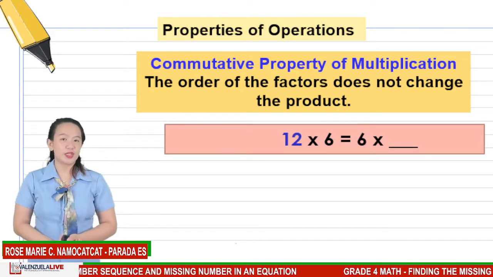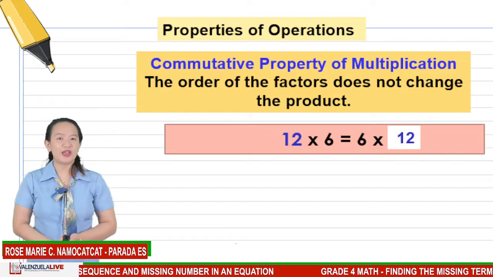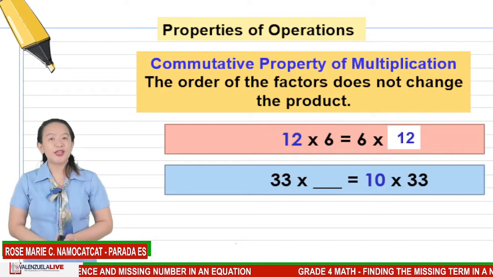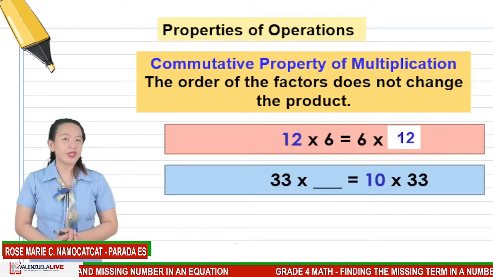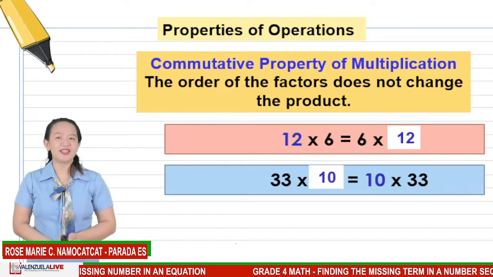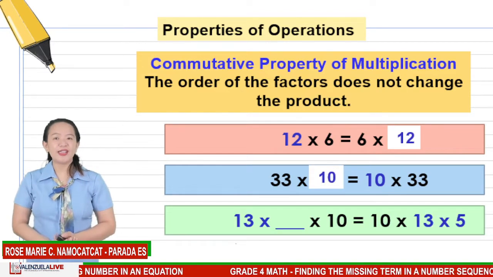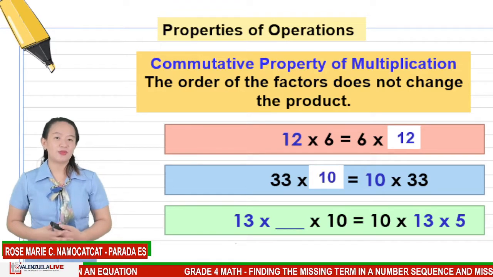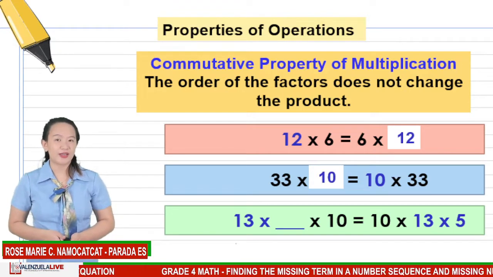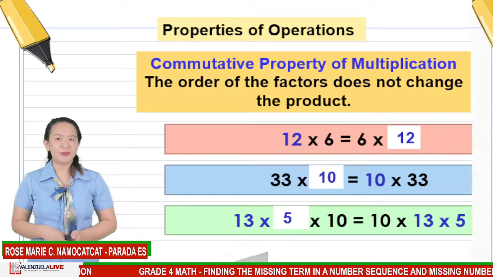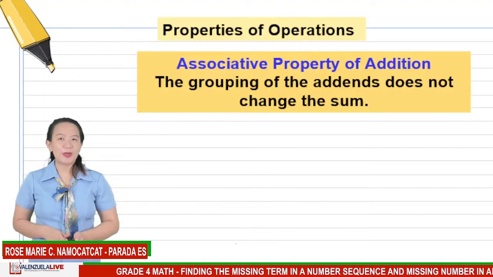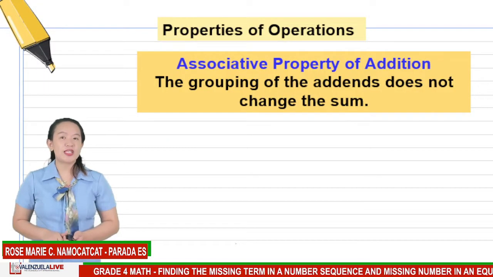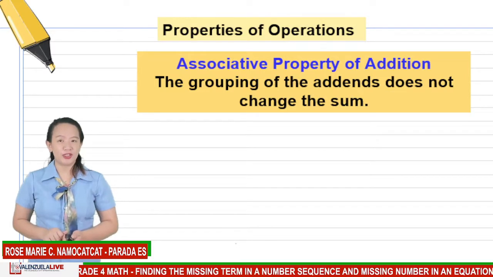12 times 6 is equal to 6 times blank. Okay, good. 12. 33 times blank is equal to 10 times 33. Great, it is 10. Next, 13 times blank times 10 is equal to 10 times 13 times 5. So what will be the answer there? Okay, 5. Very good. Now, another property of operations, which is the associative property of addition.